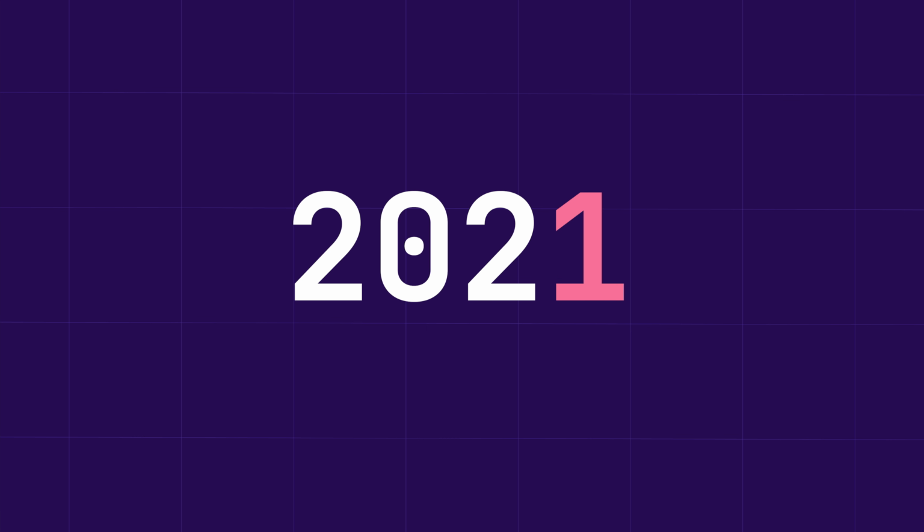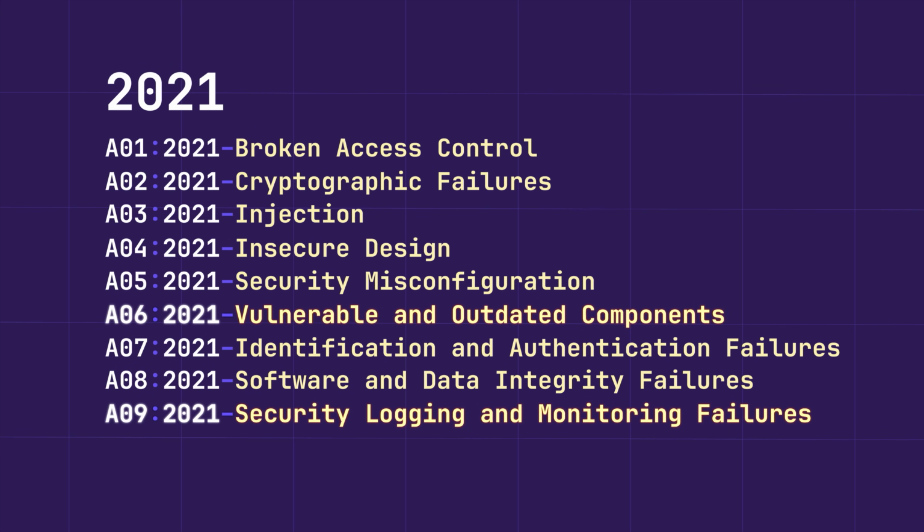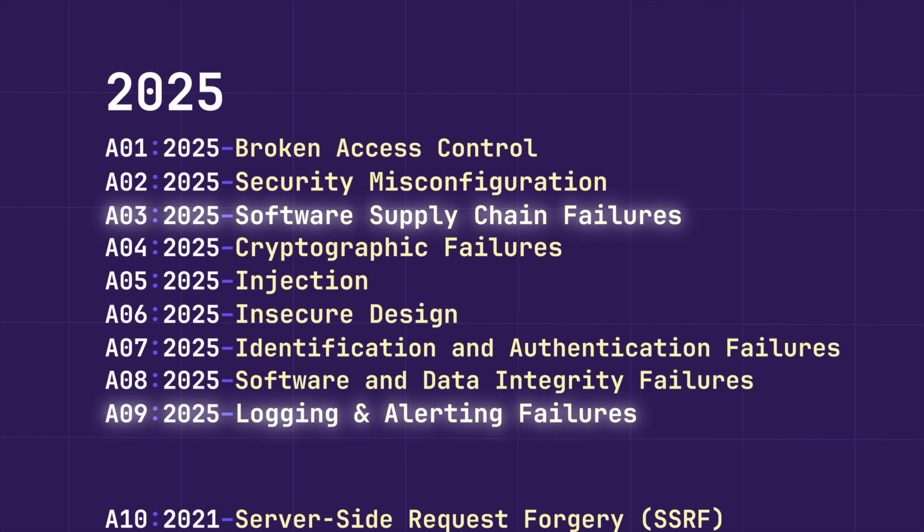And this is a mammoth project done by the great people at OWASP, which stands for Open Web Application Security Project, and it looks at the security challenges that we are facing. The difference between 2021 and 2025 is that things have shifted around a little bit, and then there are 2 new additions. There is the introduction of software supply chain failures.